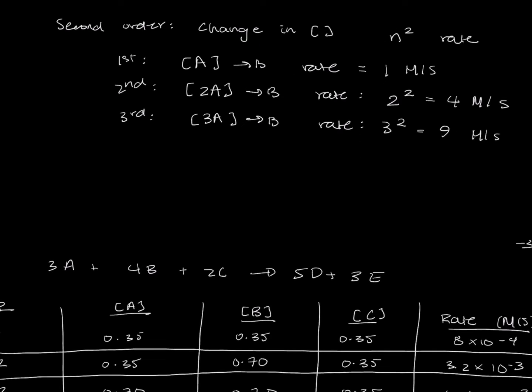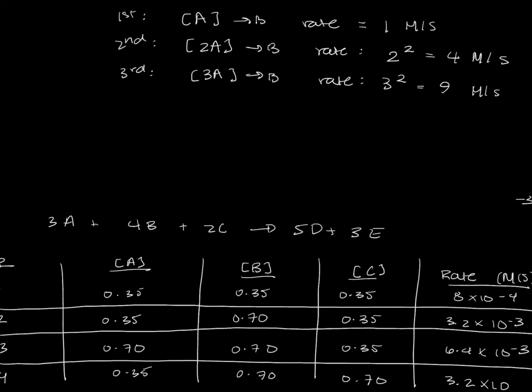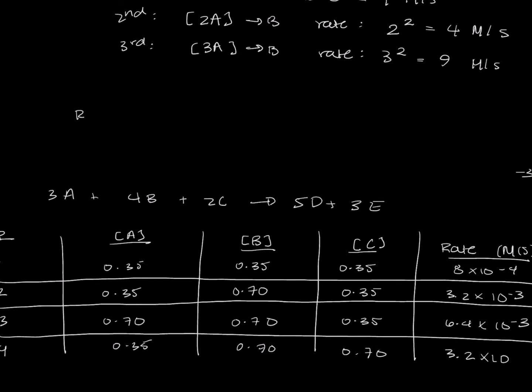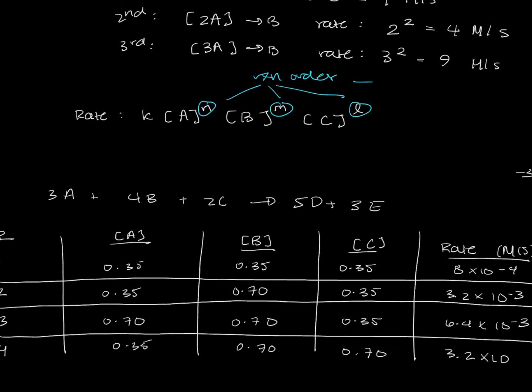So now if we're actually trying to do a problem, we can remember that the rate is going to be K times the concentration of A raised to some power, B raised to some power M, and C raised to some power L, we can say. And remember that these are actually all just the reaction orders. And they must be determined experimentally.